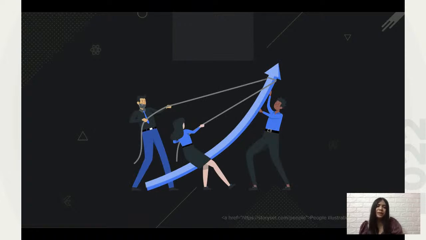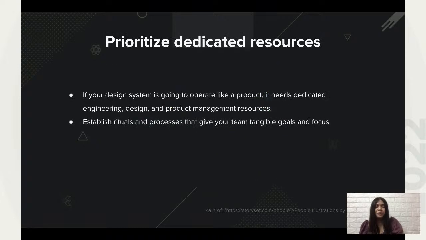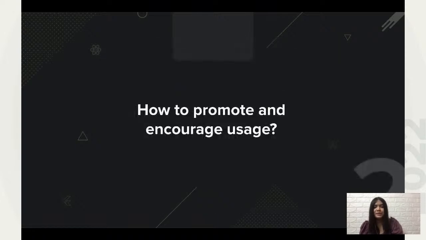Once we are done with the adoption, there would be multiple teams cross functioning on the same design system, and we need dedicated resources and a structure of people who would be working on the design system. If your design system is going to operate like a product, it needs dedicated engineering, designing, and product management resources. Establish rituals and processes that give your team tangible goals and focus.